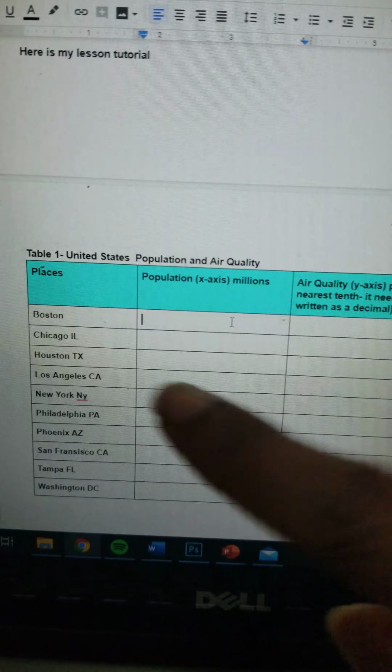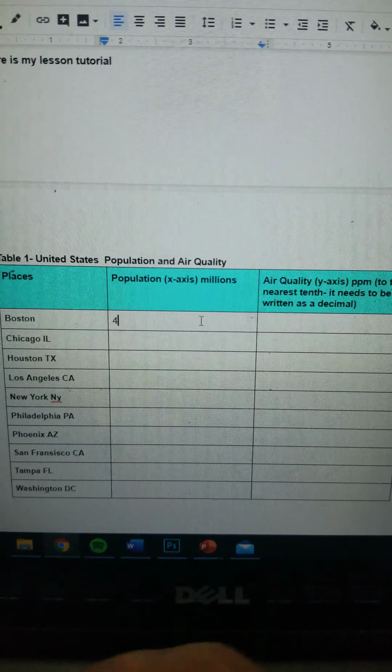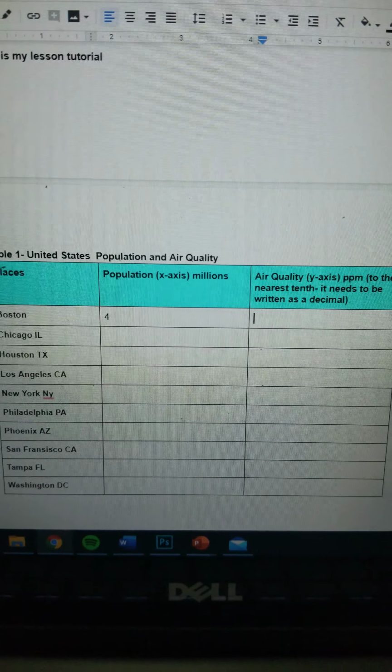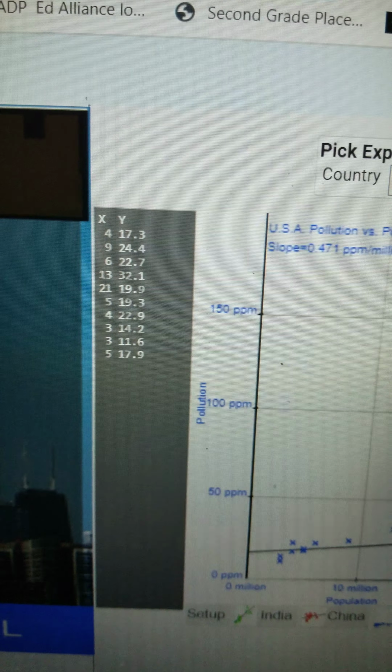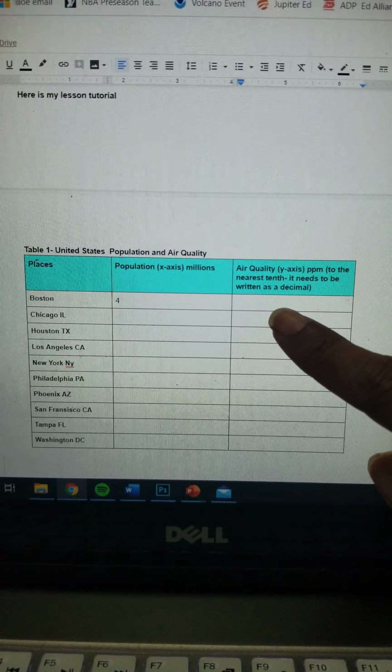The x-axis represents the population in millions. So I'm going to write it right here. That was 4. There were 4 million people in Boston, if you can see right here. I write 4. And the air quality was approximately 17.3 ppm. So I'm going to write it in this area right here.